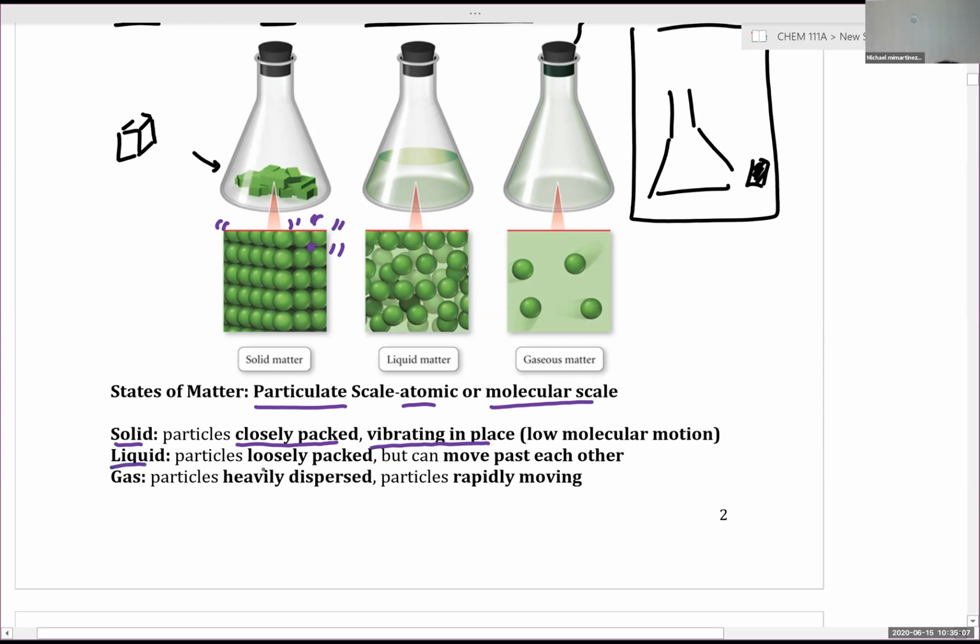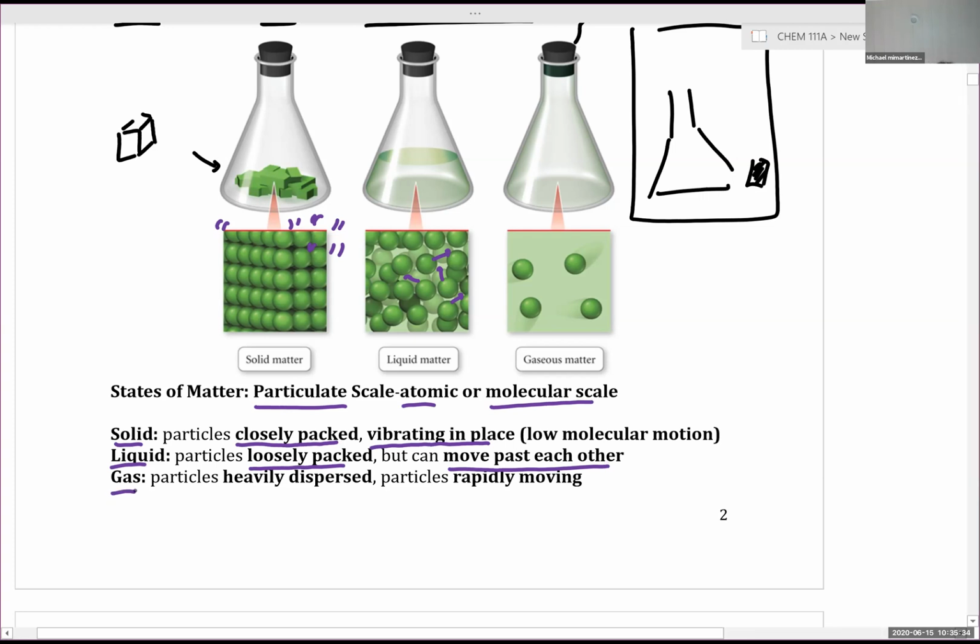For the liquid, the particles are loosely packed, and as a result, they're able to slide past each other. So there is a greater degree of molecular motion. There's a greater amount of freedom of motion in a liquid. And this is why a liquid is able to adopt the shape of the container. The particles are not held as rigidly in place via intermolecular interactions.